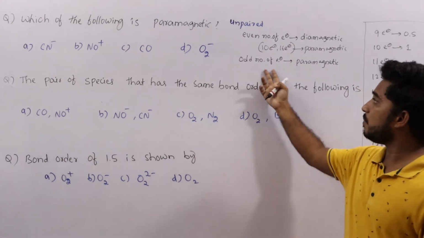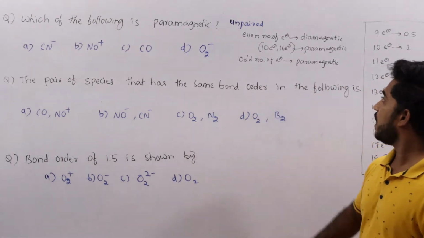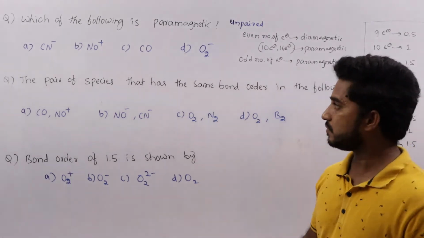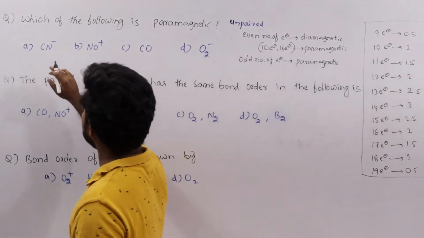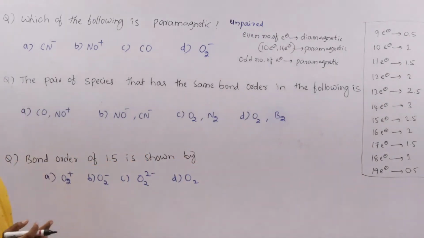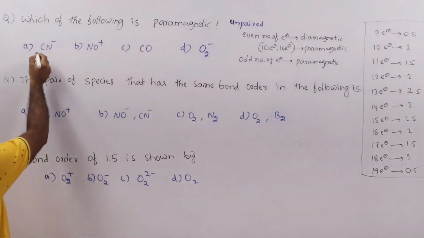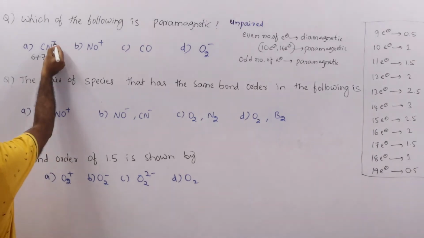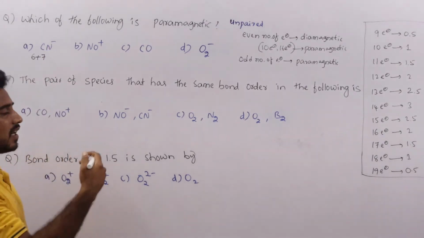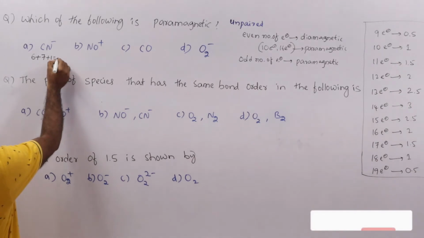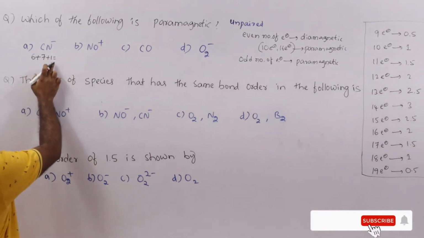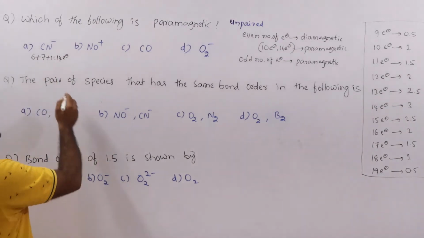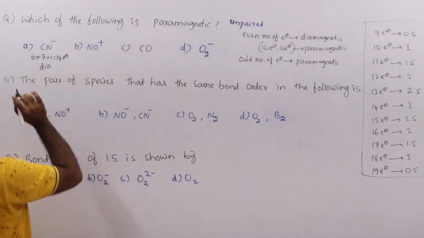But odd-electron species should be paramagnetic because they contain unpaired electrons. So let us see, how many electrons does CN minus contain? Even or odd? Carbon has 6 electrons, nitrogen 7. Here a negative charge is there, so we add 1 electron, plus 1. Totally 6 plus 7 plus 1, 14 electrons are present. Even number, that's why this is diamagnetic.